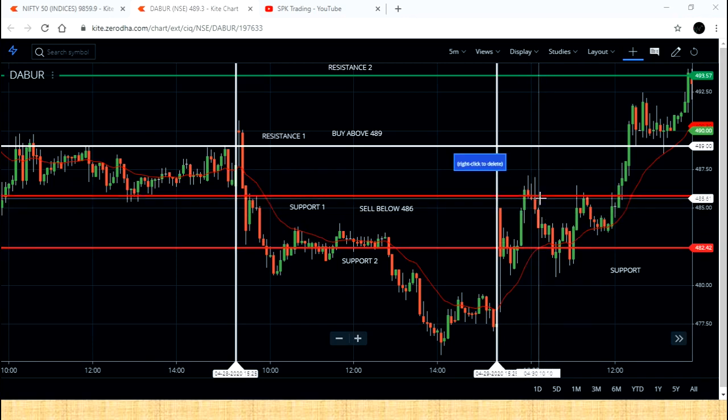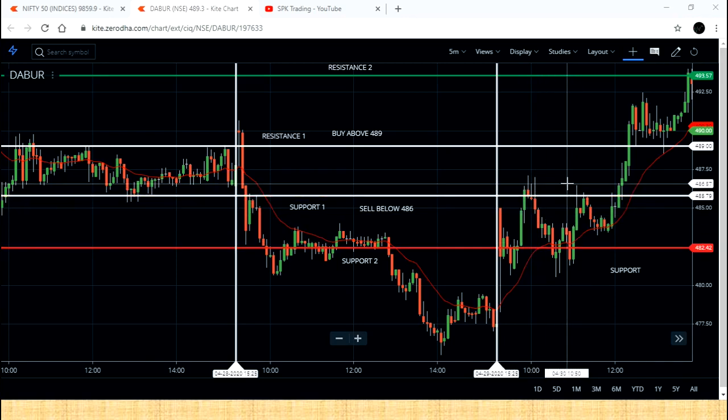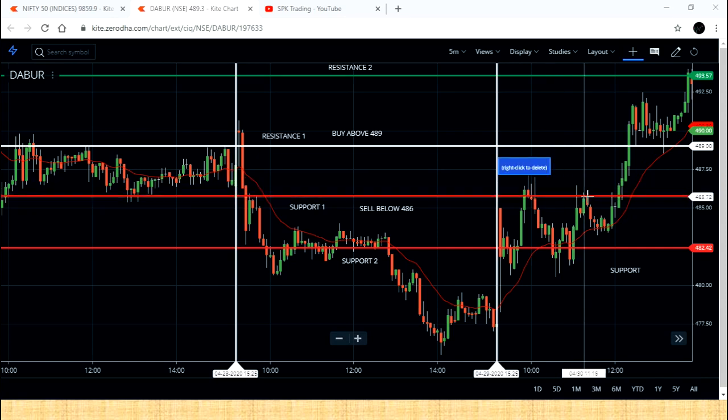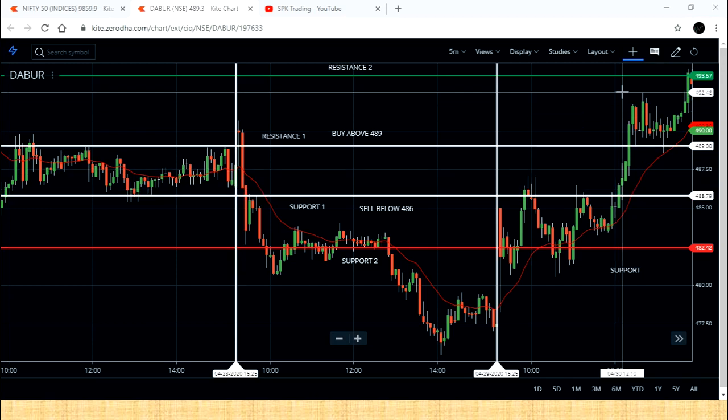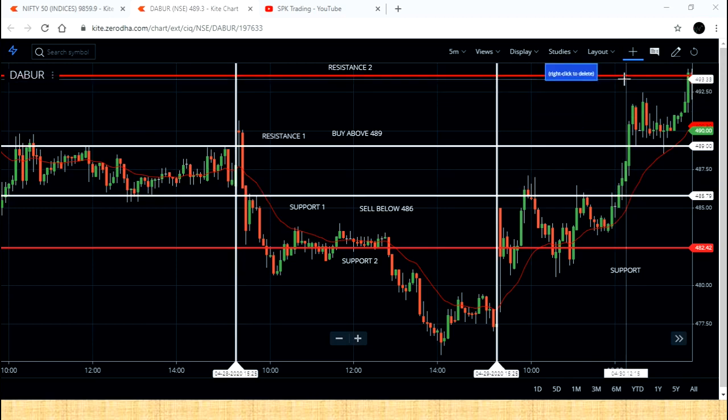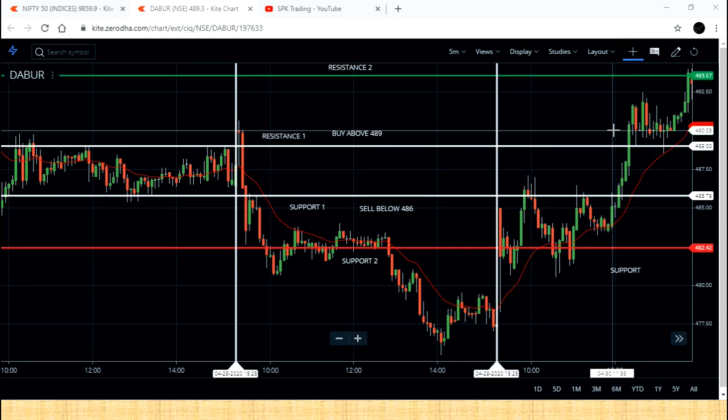So anyway, this line is crossing, which means we can take an entry here. Okay, so the 5 minutes candle already closed above from here by a big candle, so we can take an entry here from 486 onwards, and it went up to 493. So this is how we need to find the opportunity.